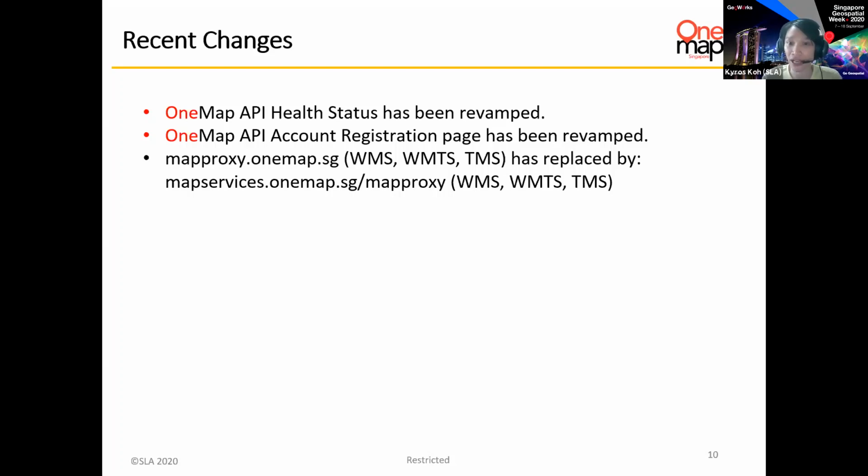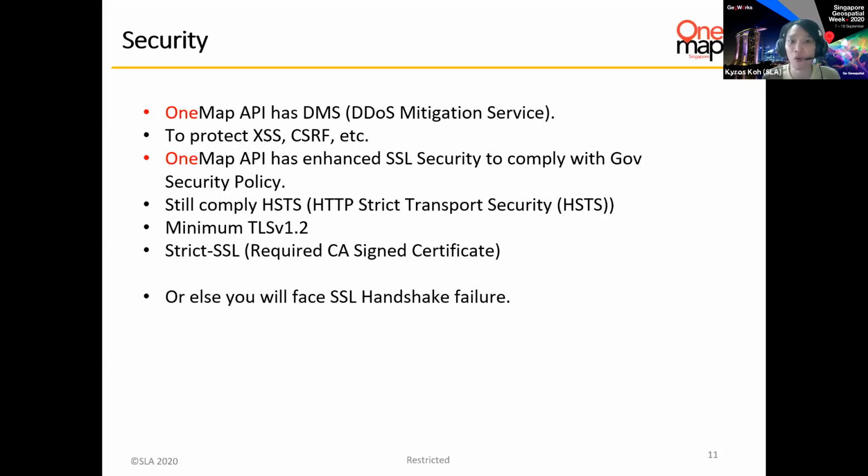For the security aspects of the OneMap infrastructure, we have DDoS and DNS services. We also protect against cross-site scripting and CSRF. This is all mandated by the government IM8, which we have to follow for security purposes. We use extended SSL security to comply with the policy, and we have enabled HSTS. So you need a self-signed cert or a valid CA certificate to do a successful handshake for SSL, and we are using TLS 1.2 and above.